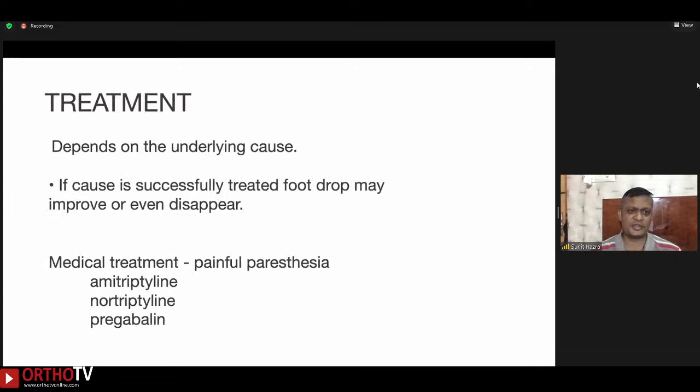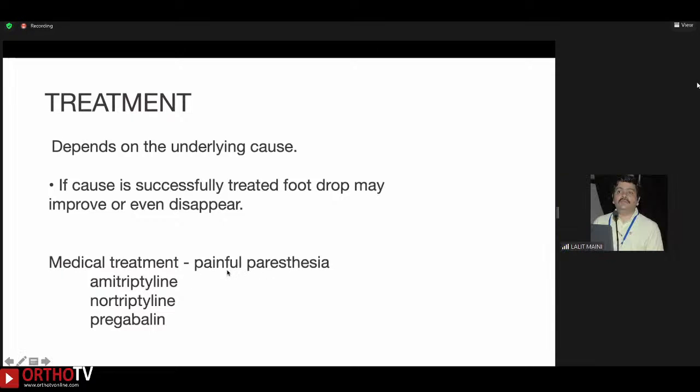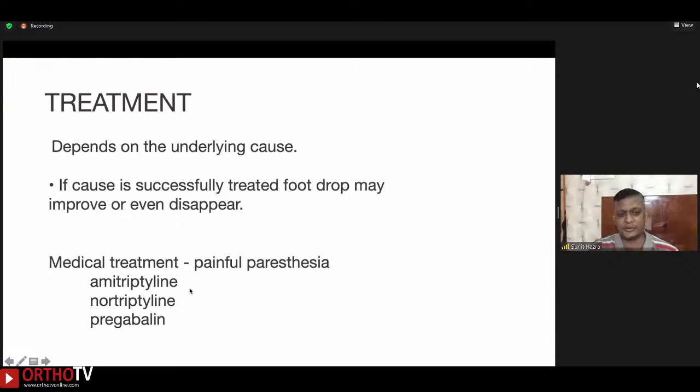As far as the treatment is concerned, treatment depends on the underlying cause. If the cause is pressure, for example a tumor pressing on the nerve, and you remove that pressure, these tend to recover very fast. Other medical treatment is mainly to alleviate the painful paresthesia, and for that amitriptyline or pregabalin can be used.